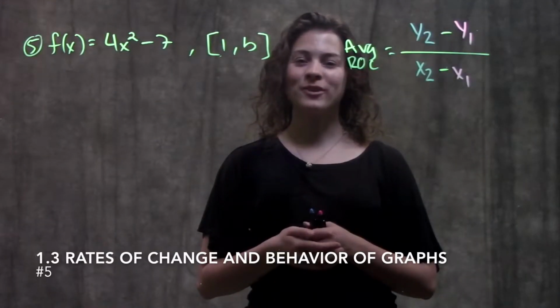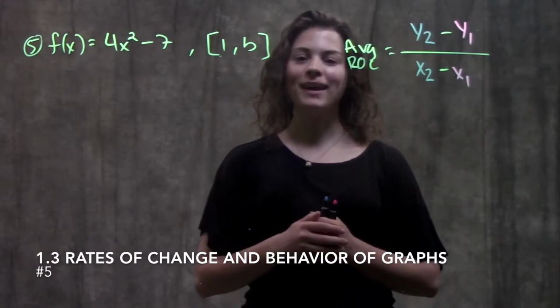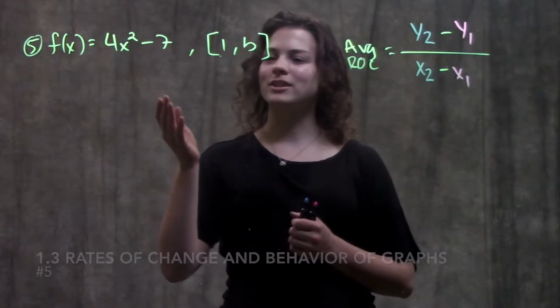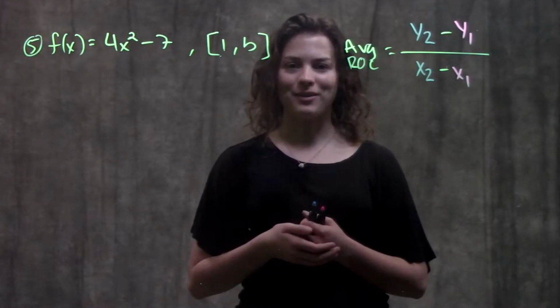This is section 1.3, average rate of change. In this video, we're going to go through number 5 in your book. And in this problem, it's giving us this function on this interval. It's asking for the average rate of change between these two values.